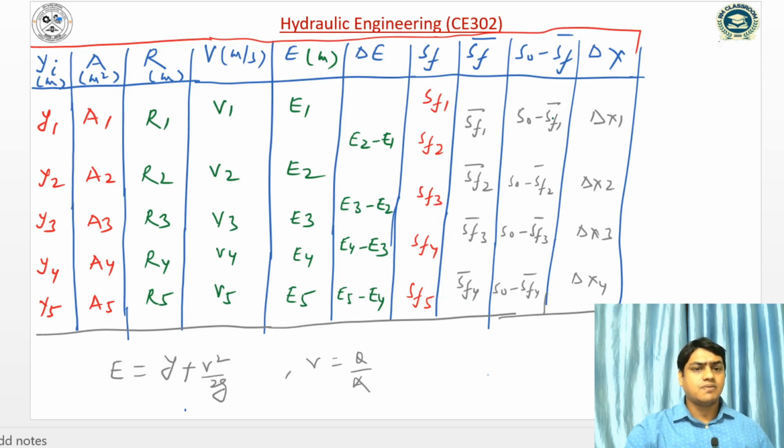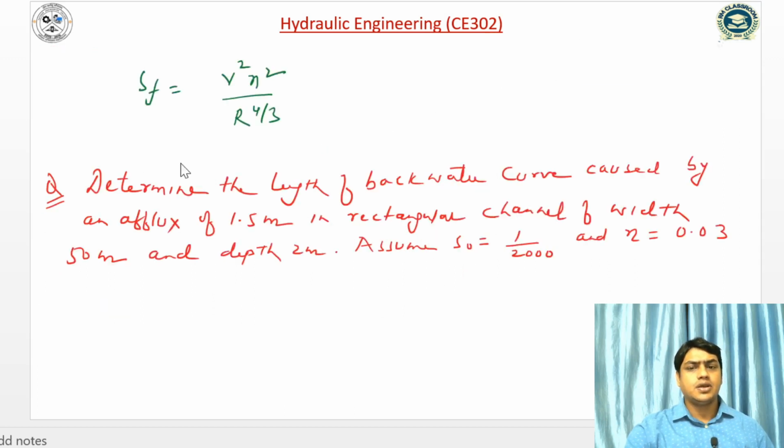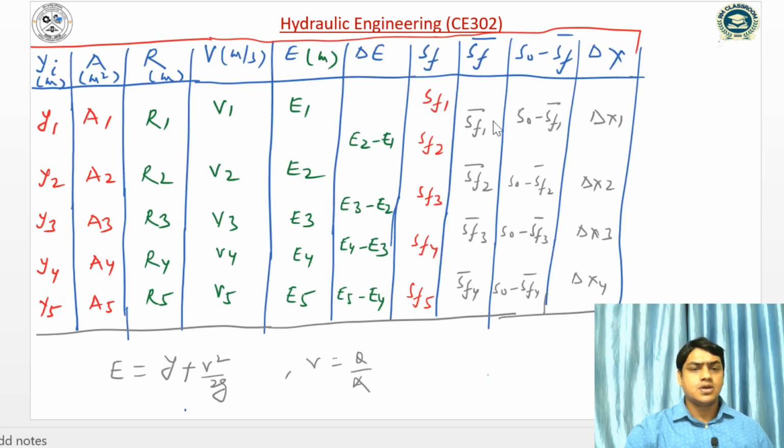Now S0 minus SF bar can be computed, and once we have computed the S0 minus SF1 bar, delta X1 can be computed by the change in specific energy, that is delta E1 or E2 minus E1, divided by S0 minus SF1 bar. Here SF is computed from V square, just Manning's equation. Once we have completed this table, we can compute the value of delta x1, delta x2, delta x3, delta x4, and then the cumulative value can be computed to compute the change in length.